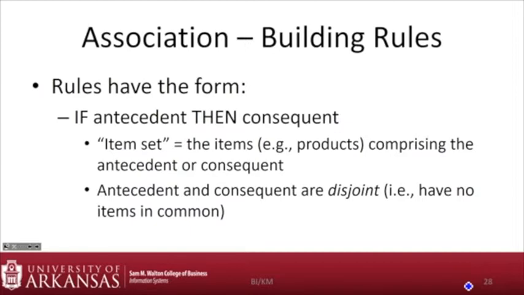We've got an item set, which is the group of items or products that are going to be in the antecedent or the consequence. It can be if one thing, then another. It can be if 2 things, then something else. It can be if 5 things, then these other 2 things. There's no real limit on how many items can be in the antecedent or the consequence. The only important thing is that those 2 sides have to be disjoint. We can't have if bacon and asparagus, then asparagus and corn.